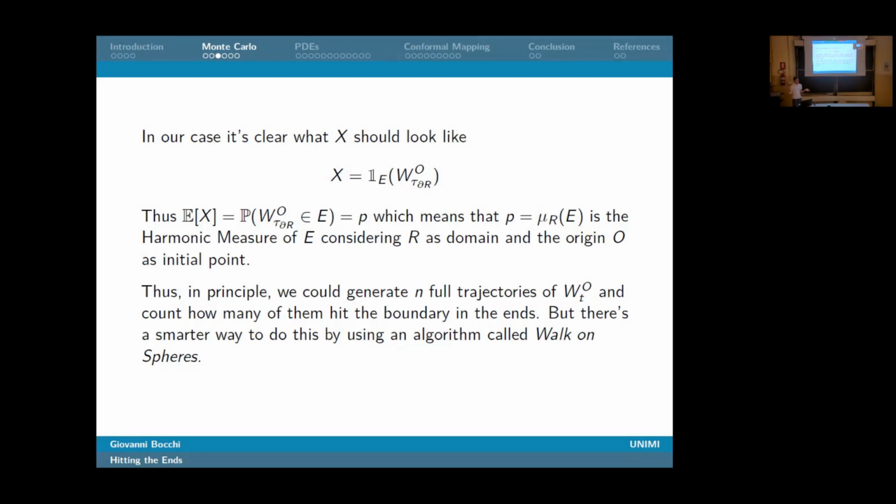So in principle, we could generate n full trajectories of W, so by considering a discretization of time and using something like Euler-Maruyama methods, and we should count in the end how many of these trajectories hit the boundary in the ends. But actually there is a smarter way to do this using an algorithm that is called walk on spheres.